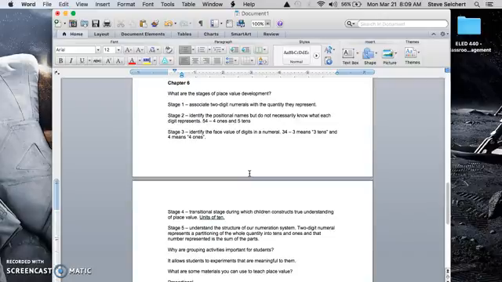Stage 3, identify face value of digits in a numeral. So they're able to know that the 3 means tens and the 4 means ones.